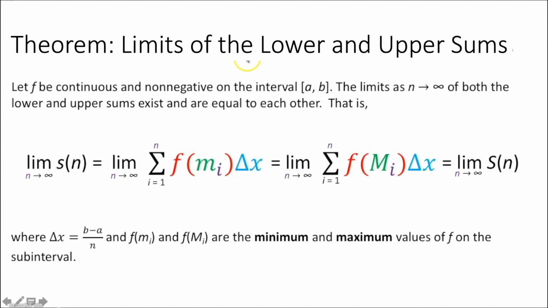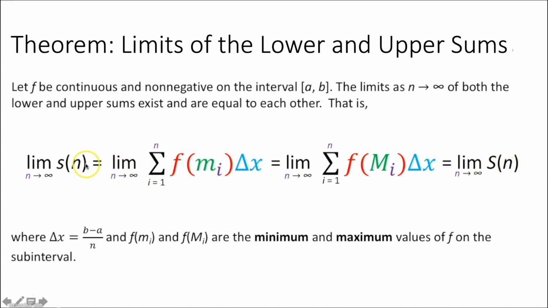The limits of lower and upper sums says let f be continuous and non-negative on the interval a to b, and the limits as n approaches infinity of both the lower and upper sums exist and are equal to each other. That is, the limit as n approaches infinity of s of n is equal to the limit as n approaches infinity of the sum from i equals 1 to n of f of lowercase m sub i times delta x, which is equal to the limit as n approaches infinity of the sum from i equals 1 to n of f of uppercase M sub i times delta x, which is equal to the limit as n approaches infinity of uppercase S of n.